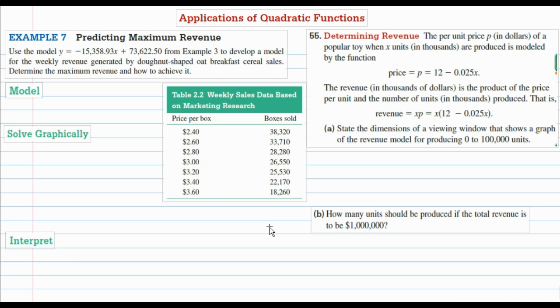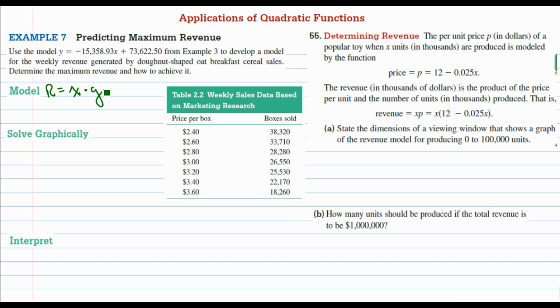So a maximum implies that this graph is going to have to go from increasing to decreasing, which means I need some sort of parabolic shape like we are studying in this section. The equation we came up with in example 3 represented the amount of boxes sold, depending on the price per box. So our total revenue is going to be the price per box, which was X, times this Y value, meaning the number of boxes.